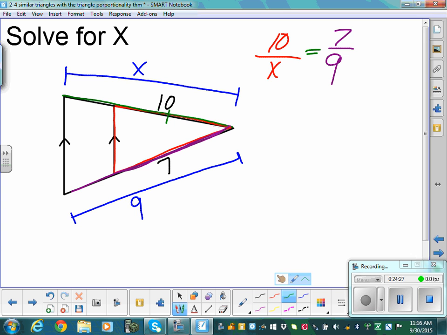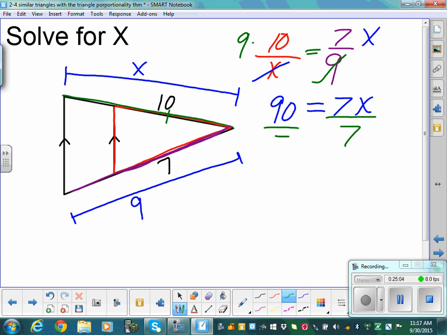Cross multiply and solve for x. Now watch, because there's a lot of you struggling with this, especially you back table, watch this. We're going to multiply both sides by, let's get rid of our 9. Multiply both sides by 9, but it divides out over here. Now we have to multiply both sides by what? x. Multiply both sides by x, but it's going to divide out over here. Right? Okay. So now we have 9 times 10 is 90, which is equal to 7 times x, which is 7x. Now, how do we get x alone? Divide by 7.